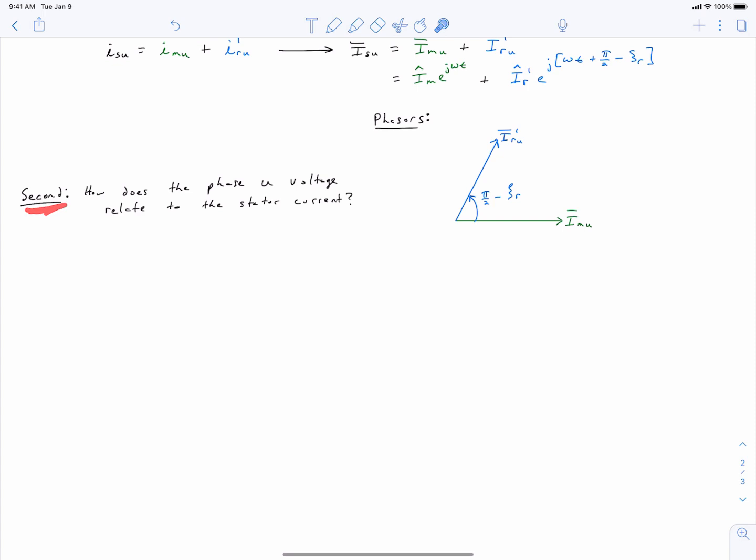Next, our goal is to relate the stator phase U voltage, or EMF, to the stator current. So first we had to figure out how the stator current relates to the rotor current. Now we're figuring out how the stator current relates to the back EMF of the machine, or the phase U voltage.